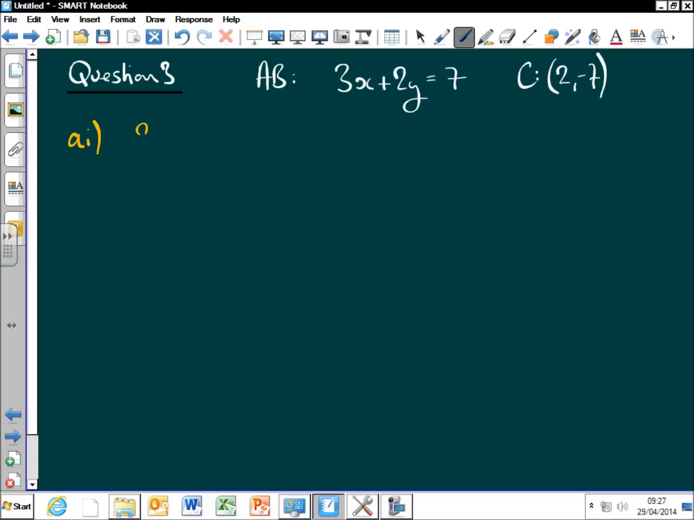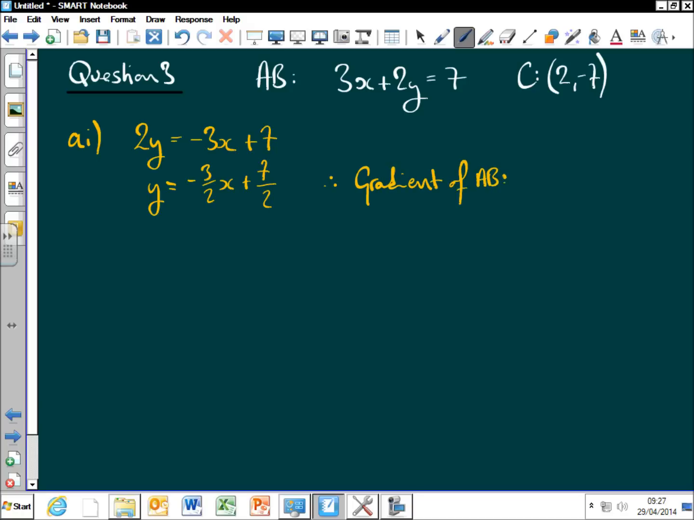So I'm going to move the x's over, so I've got 2y equals -3x plus 7. And then I'll divide by 2. So I've got -3 over 2x plus 7 over 2. And so we can see that the gradient is the coefficient before the x. So the gradient of AB is -3 over 2. That's question A done.